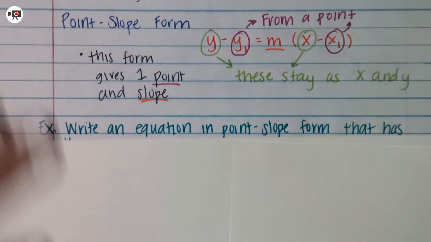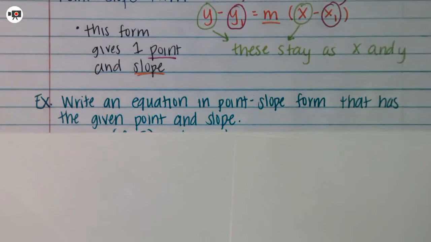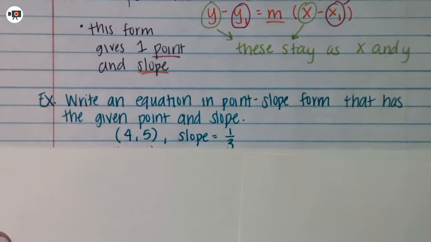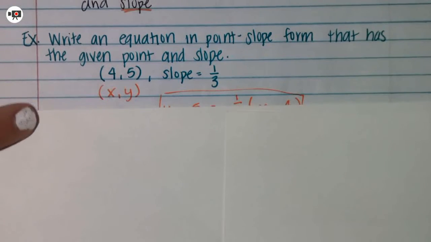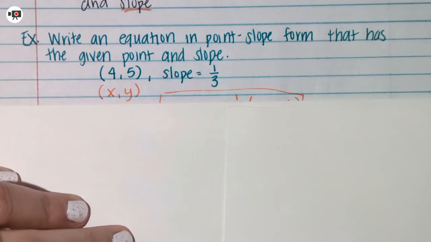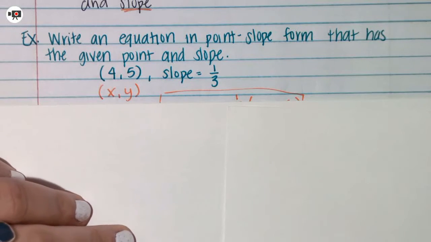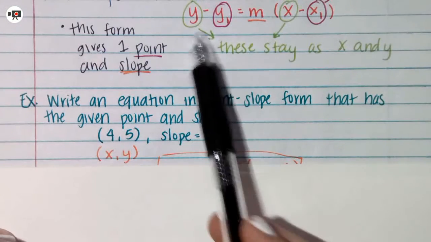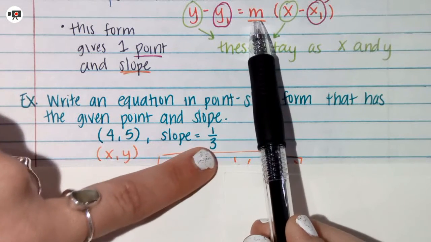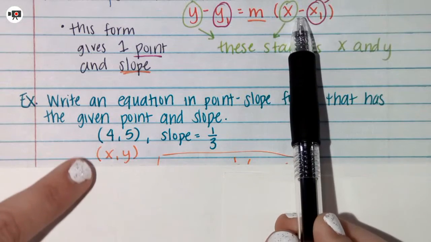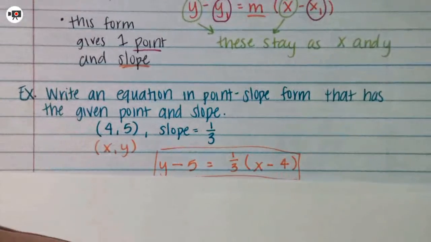So let's look at an example where we have to write an equation in point-slope form that has the given point and slope. So I have the point 4, 5 and slope 1/3. If I have 4, 5 as my point, this is x, y. X is first, always, and y is second. Then I put it into my formula up here. y minus 5 equals m, my slope of 1/3, times x minus 4. So you just plug it in right there, and that is your answer.